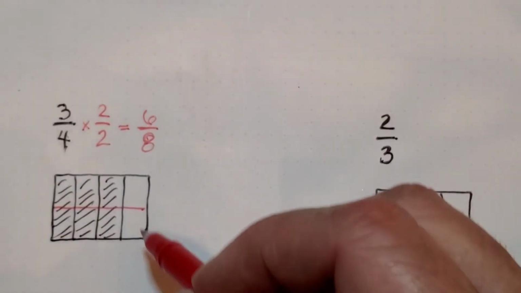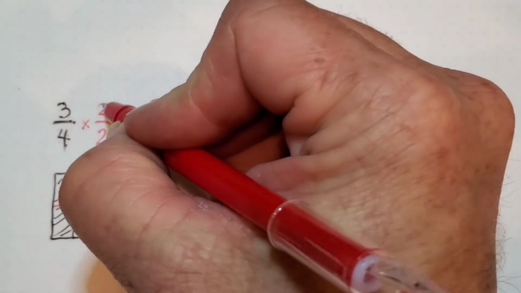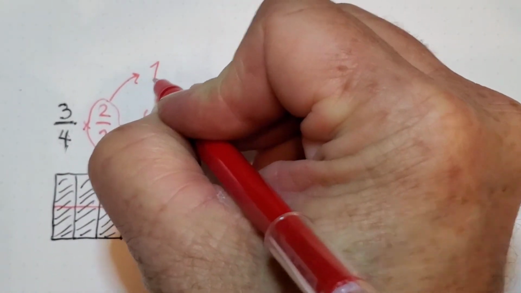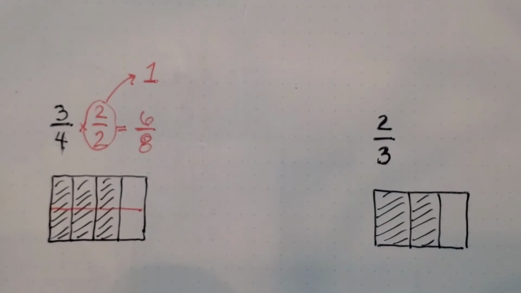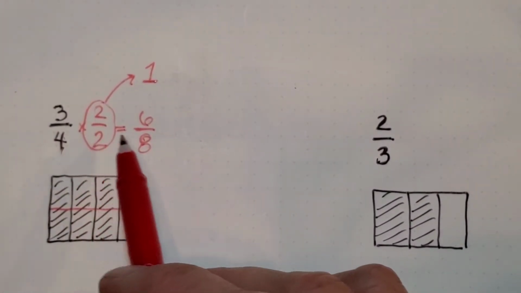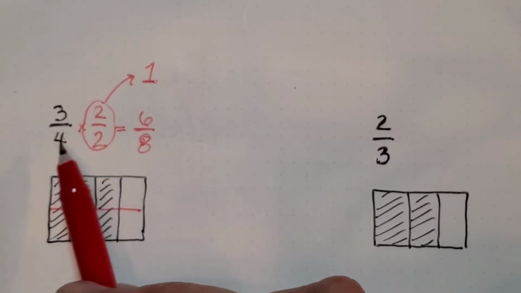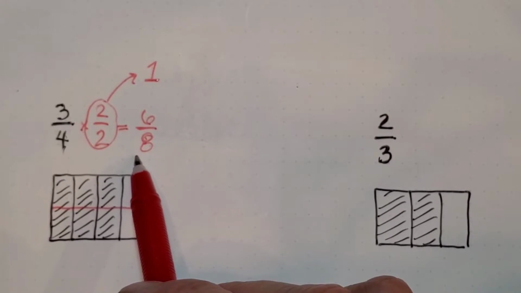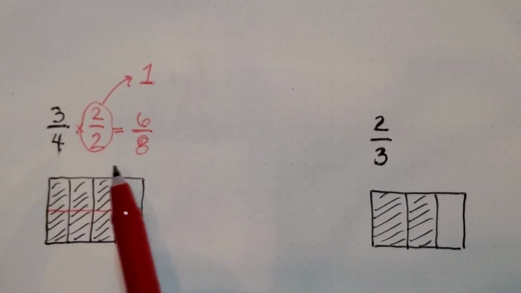One of the reasons why this works is because this 2/2 is just equal to 1. And we know that anytime you multiply by 1, you get the exact same number right back. So that's how I know that 3/4 and 6/8 are the same, or equivalent fractions.